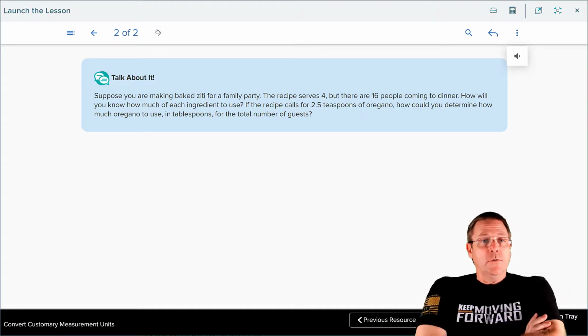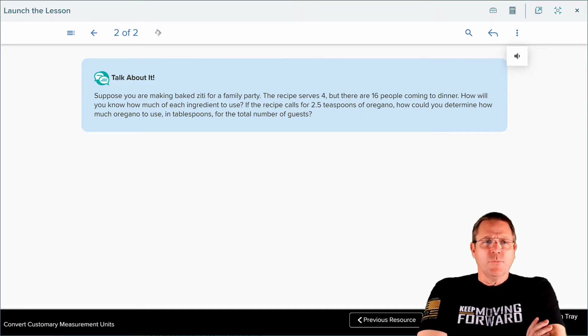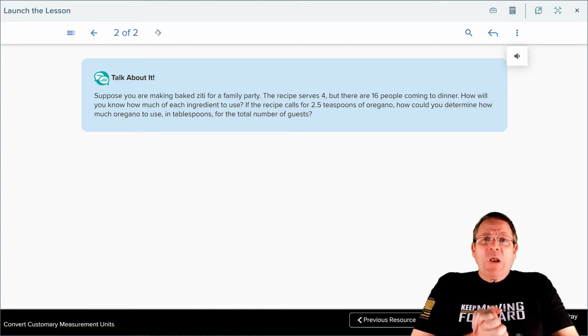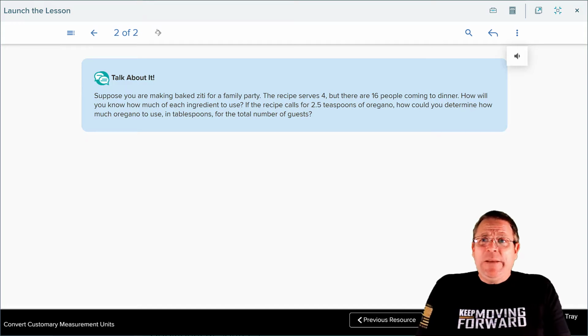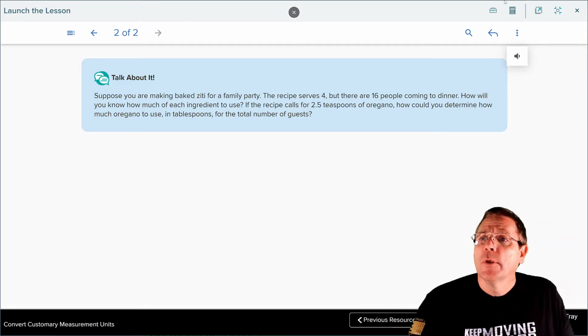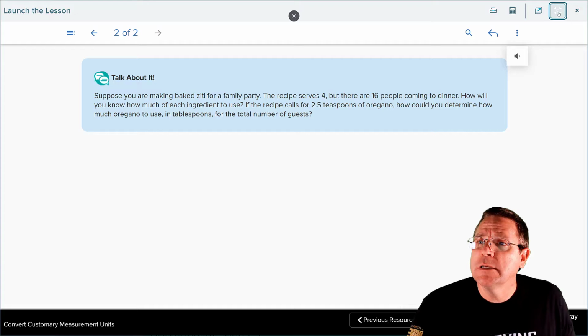So let's talk about it. Suppose you're making baked ziti for a family party. Now we've got to put the brakes on here because I had no idea what a ziti was. I had to look this up. So let's find out what a ziti is.